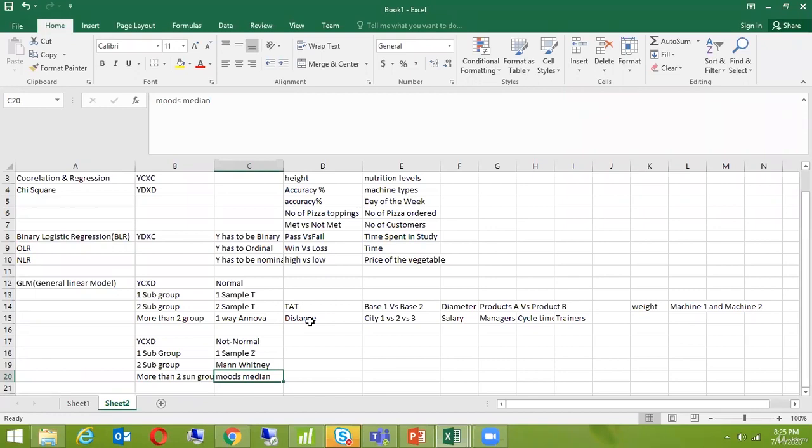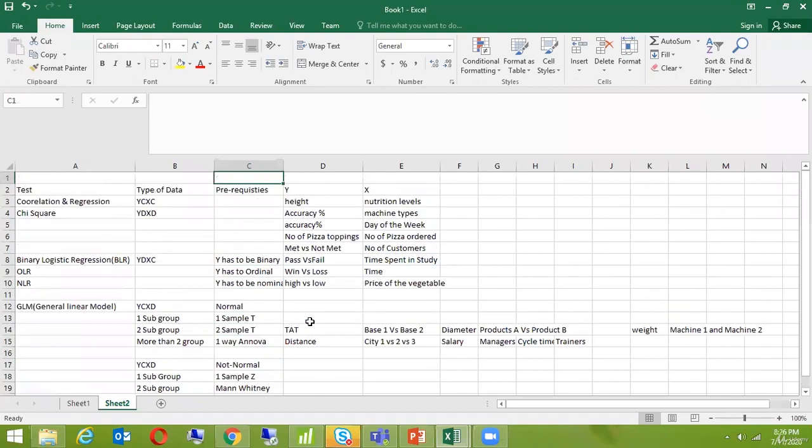If it is more than 2 subgroups, like 3 different sites, 3 different managers, 3 different trainers, 3 different products, 3 different places, then it is one-way ANOVA or Mood's median. But if it has only 2, then it is 2 sample T and Mann-Whitney. Is it clear to all of you? This is basic.